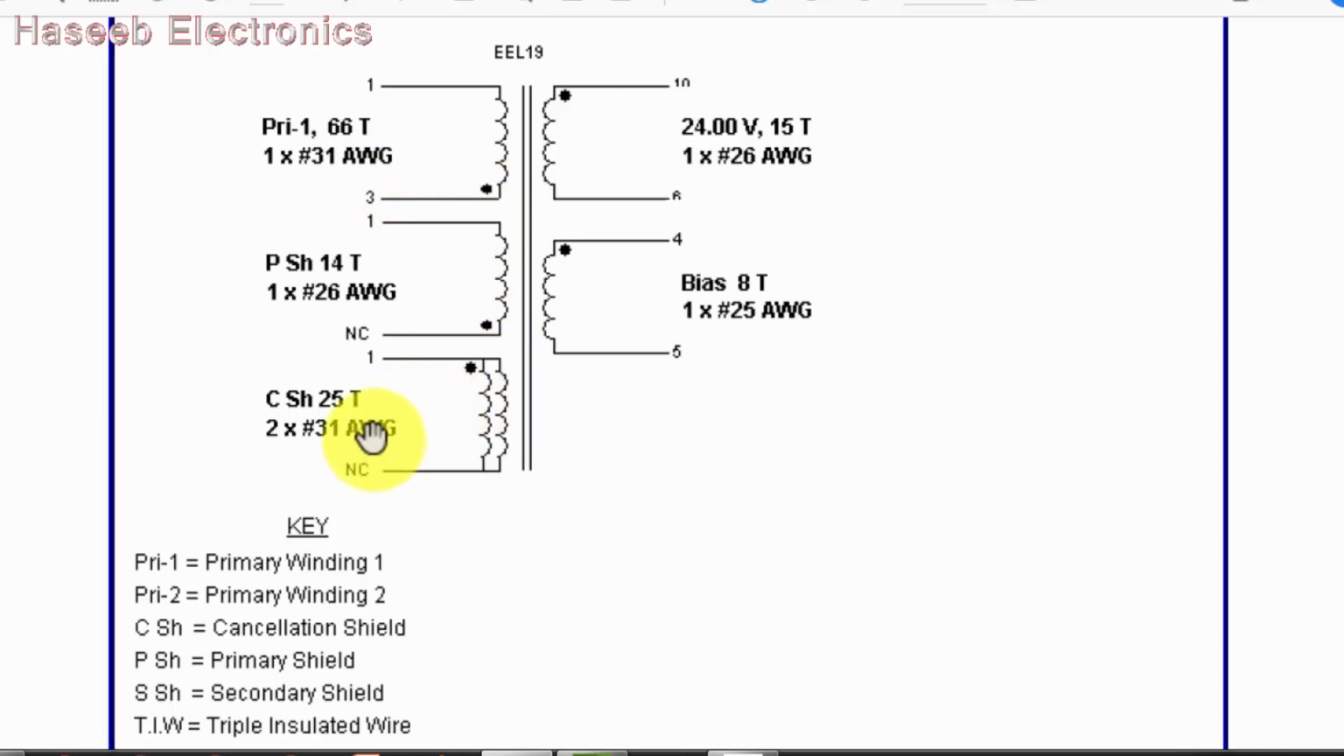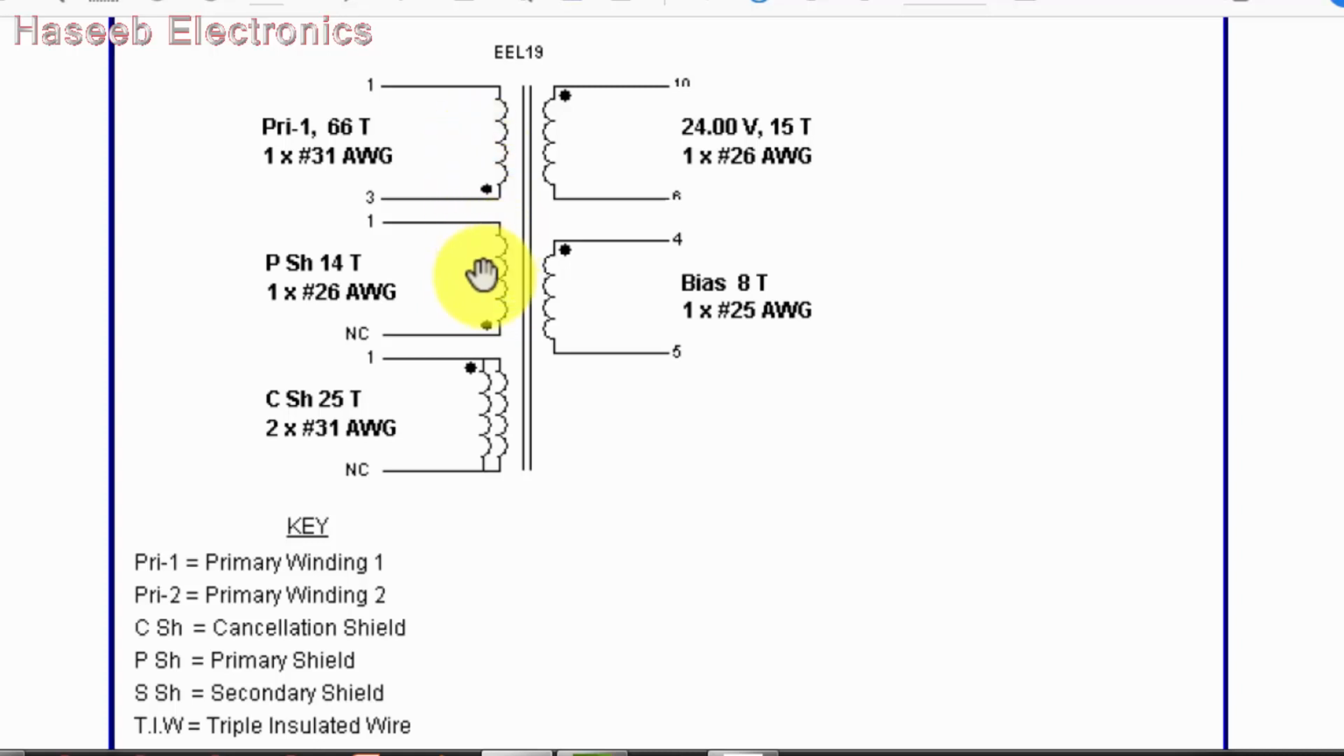to the cancellation shield. Insulation tape, after that the bias winding, 8 turns, single wire, 25 AWG gauge, but it will be opposite in direction to the primary winding. If the primary is right to left, it will be left to right. Insulation tape, then 14 turns AWG gauge, primary shield. It will be in phase with the primary winding.